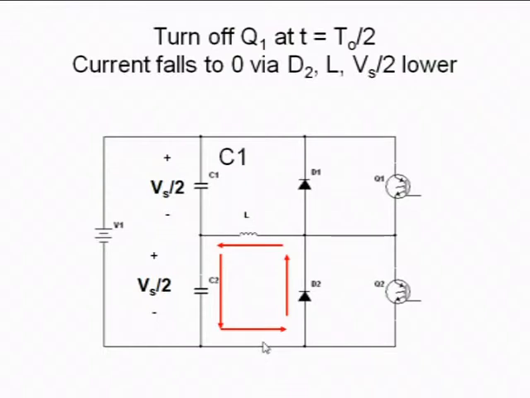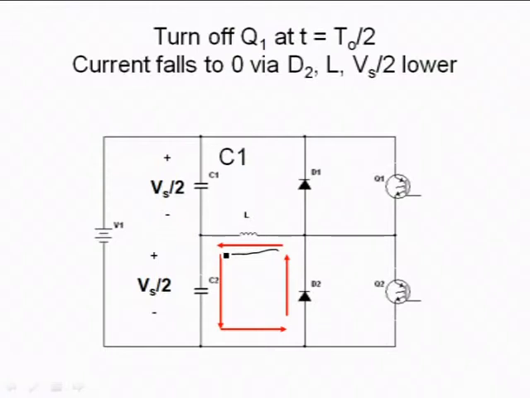When the transistor, as you have already seen, turns off at t equal to T naught by 2, the current won't come to 0 because the load is highly inductive. The current continues to flow in the same direction. In the meanwhile, the capacitor C2 gets charged and D2 comes into the picture here. See the direction: this is the direction that continues to flow when you turn off Q1.